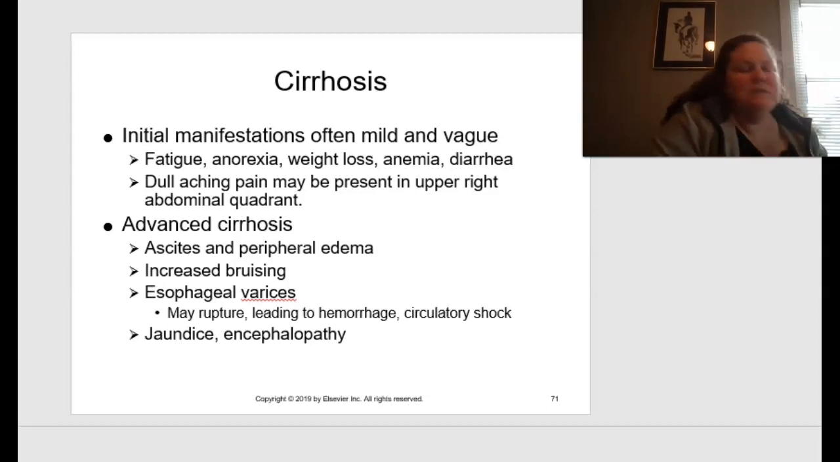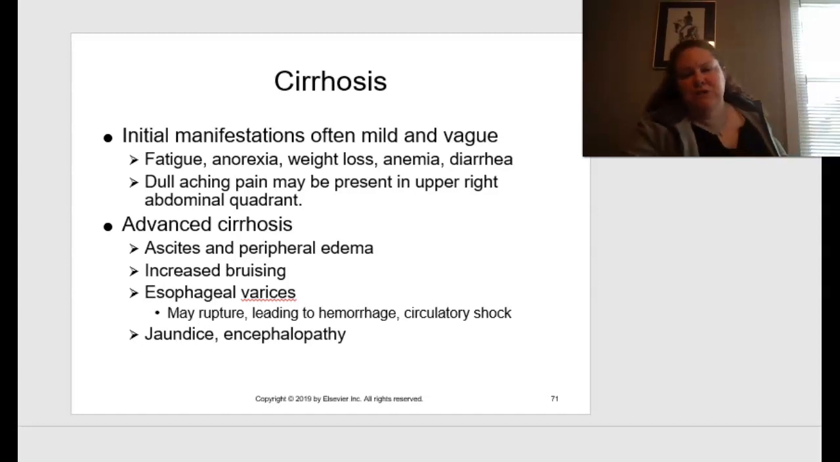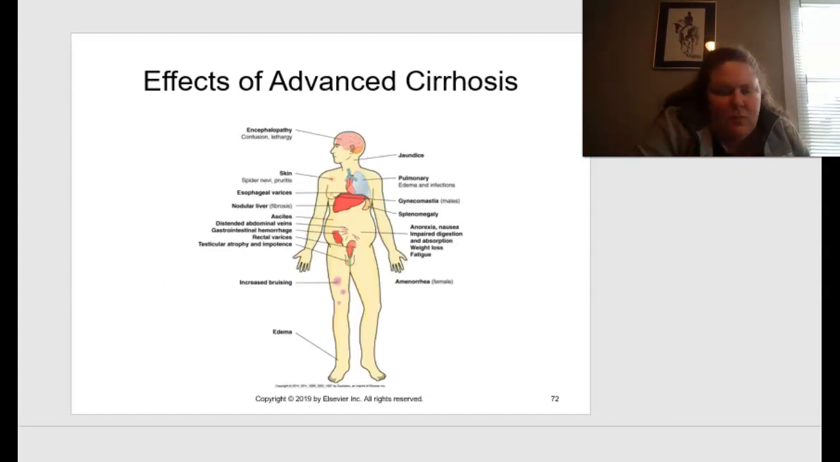Okay, this is on page 463. With advanced cirrhosis, this can cause ascites and peripheral edema. This can cause increased bruising, esophageal varices, and these may rupture, leading to hemorrhage and circulatory shock. This can also cause jaundice and encephalopathy.